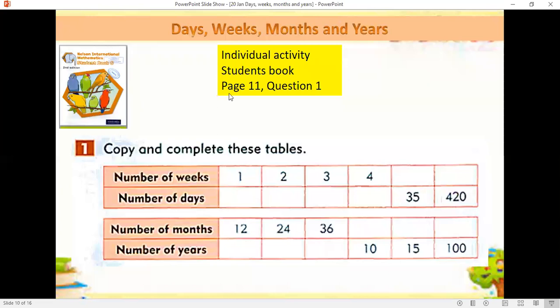Now, I want you on page 11, question 1, to answer the question. These are the numbers of weeks and number of days. So remember, when it's weeks and days, in 1 week, how many days? This is your guide, okay? So in 1 week, let's change this. So your guide is 1 week. There are 7 days. Okay, you can pause your video and then answer this one.